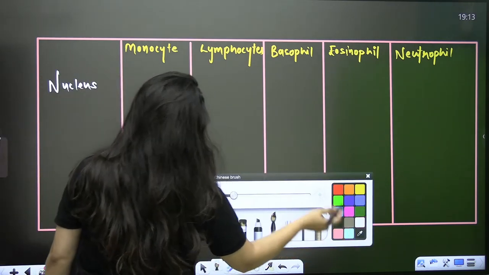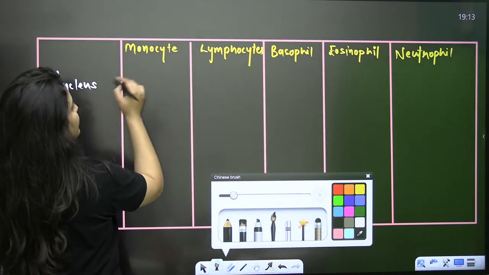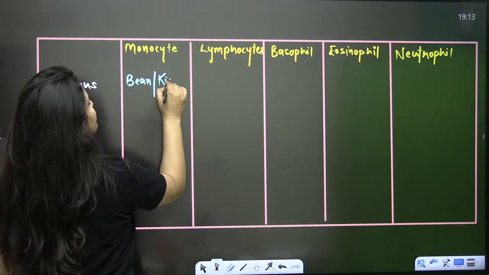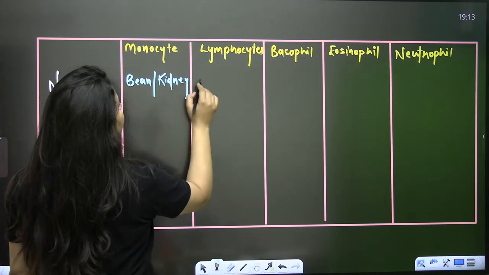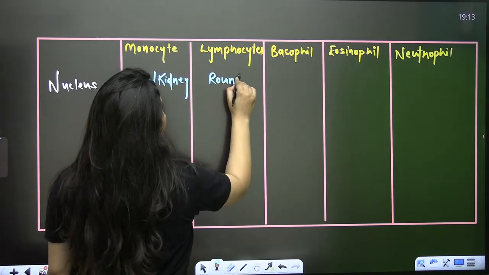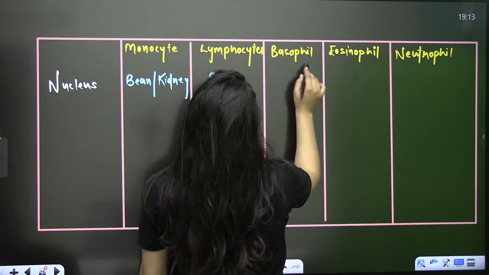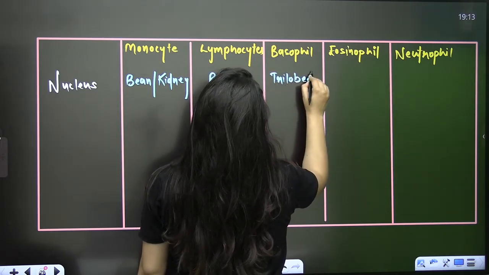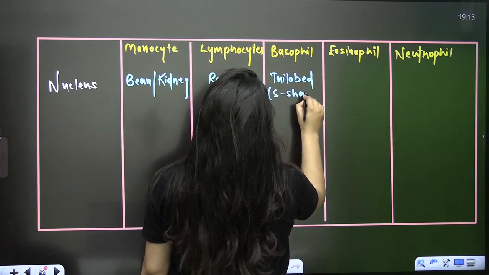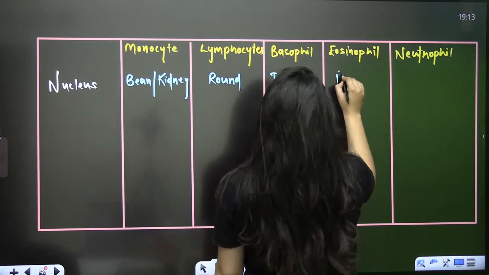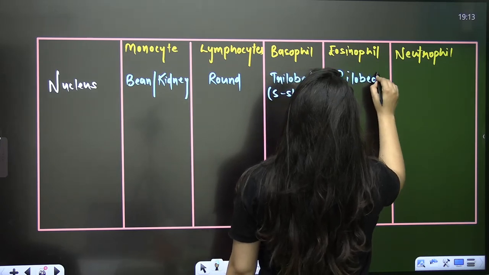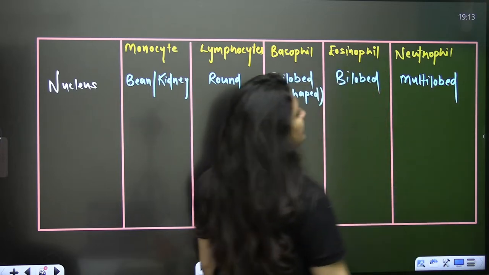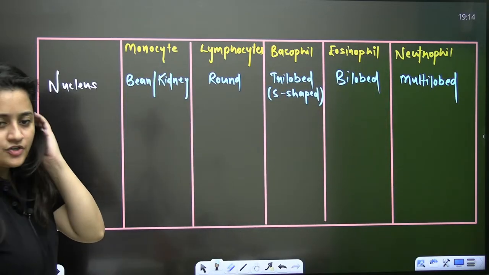When you are talking about the nucleus shape, the monocyte, as I just told you, is bean or kidney shaped. The lymphocyte is round. The basophil is S-shaped or trilobed. Here it is bilobed, and here it is multilobed. Clear? So the nucleus shape is important.